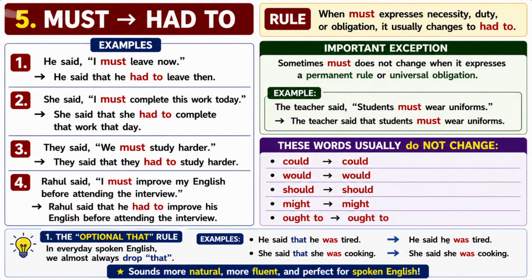Now let us learn one more important rule, the optional that rule. In everyday spoken English, we almost always drop the word that. Example 1. He said that he was tired. We can also say, he said he was tired. Example 2. She said that she was cooking. We can also say, she said she was cooking. This sounds more natural, more fluent, and is perfect for spoken English.